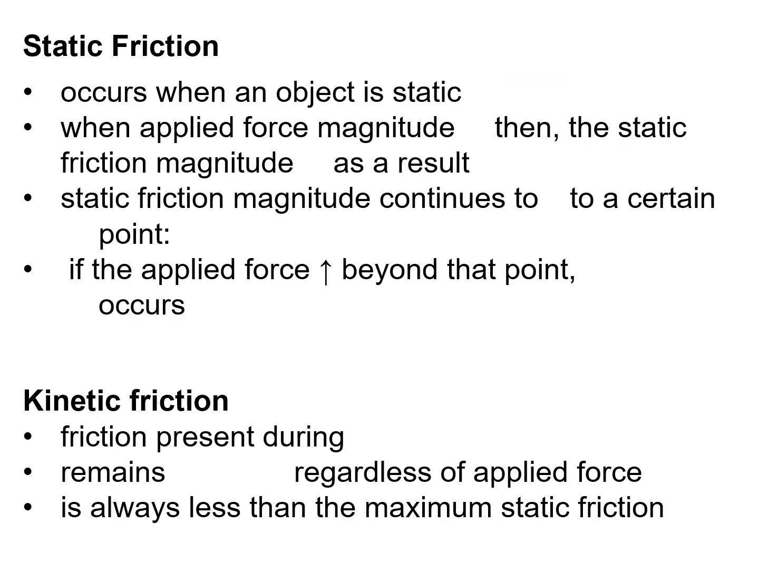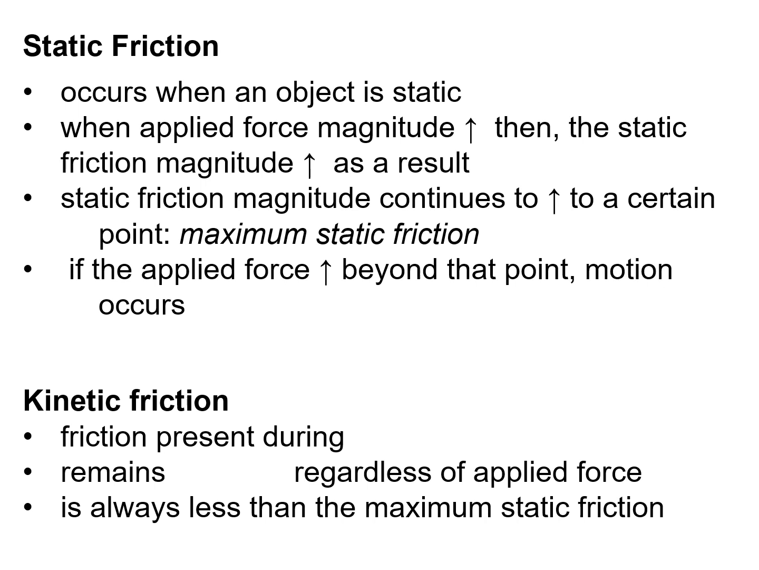Static friction occurs when an object is static, so essentially there is no motion. When the applied force magnitude increases, then the static friction magnitude increases as a result. If static friction magnitude continues to increase to a certain point, we consider it to have reached maximum static friction. If the applied force increases beyond that point, that's where we start seeing motion occur.